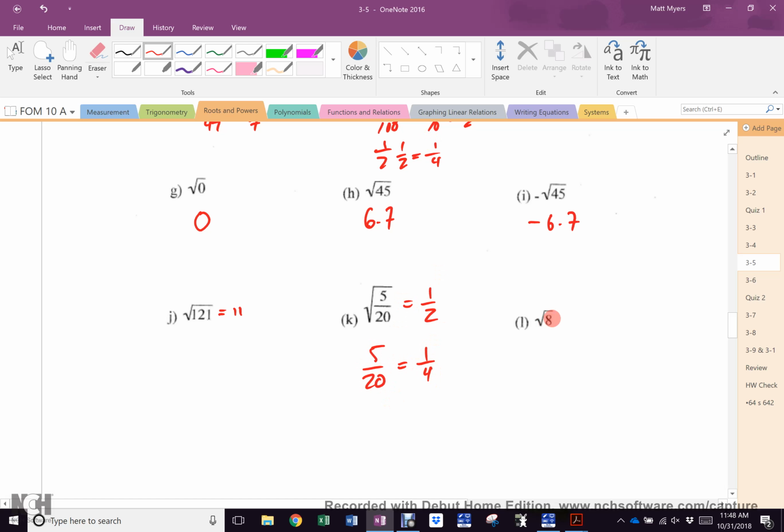And this one had to be what? A little bit less than what? A little bit less than 3 because the square root of 9 is 3. So this would have had to be 2.9, which would be a fine estimate. Everybody good? Can everybody do this page? Excellent.